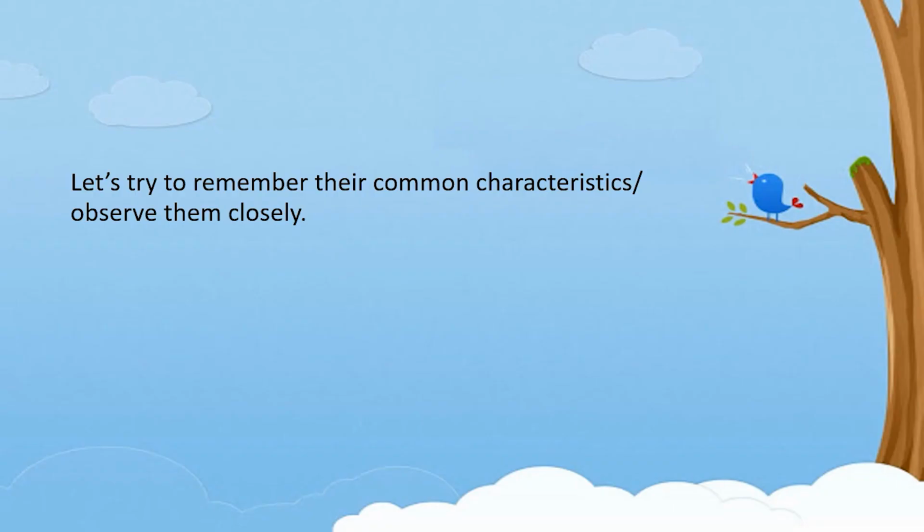Okay, that's all for today's lesson. Let's try to remember their common characteristics. Or if you find it too hard to just remember word by word, you can learn to observe the animal closely and you can find what their similarities are. Okay, now you already learned some of the common characteristics of groups in animals. Thank you for watching. I hope you remember all those common characteristics.